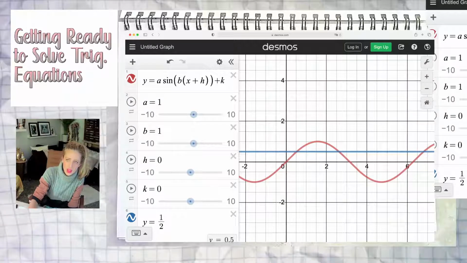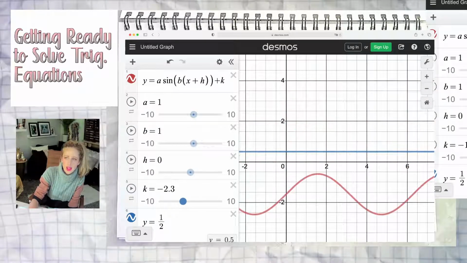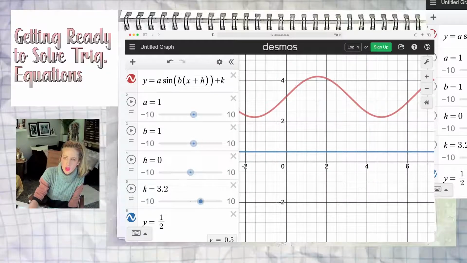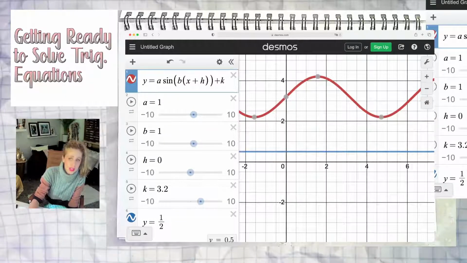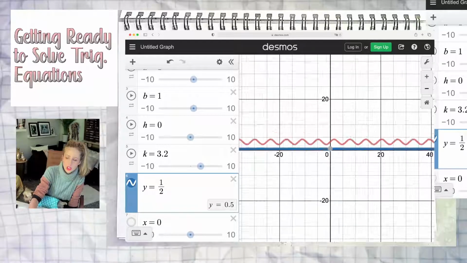K on the outside, watch what happens. It moves it up and down. So if I moved it up this much and I ask you, when does this graph equal 1/2? You have no answer, no solution, because they don't cross ever. Because the sine graph will keep going forever and never touch the blue one.